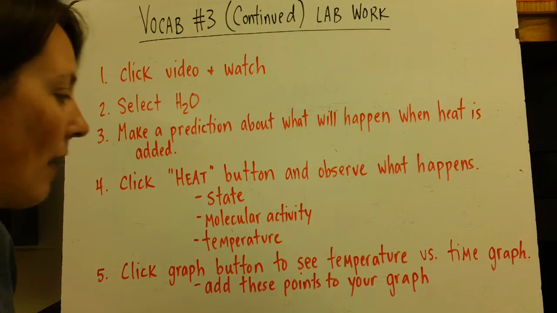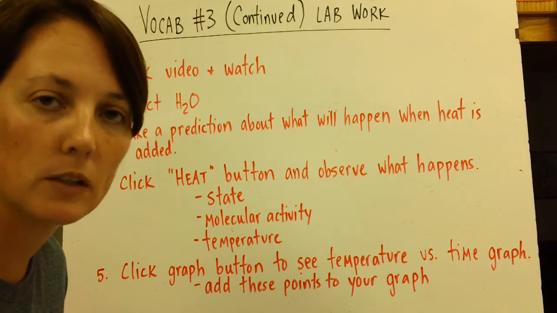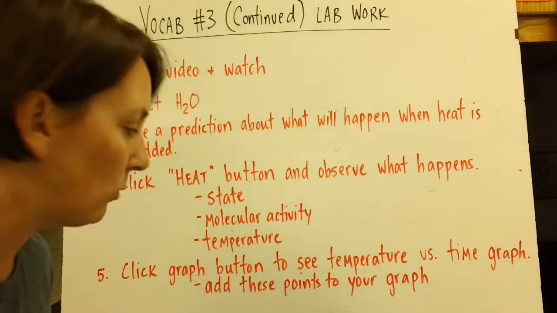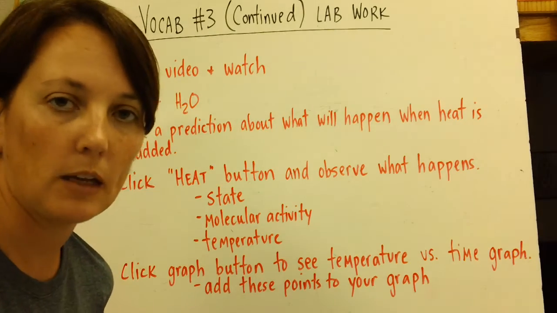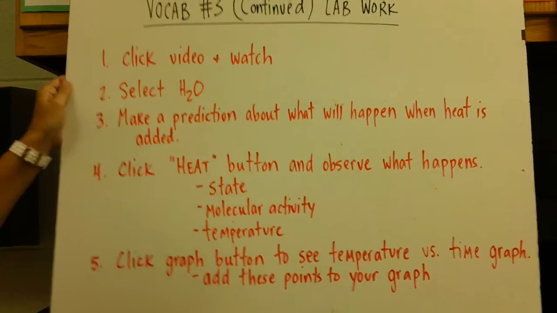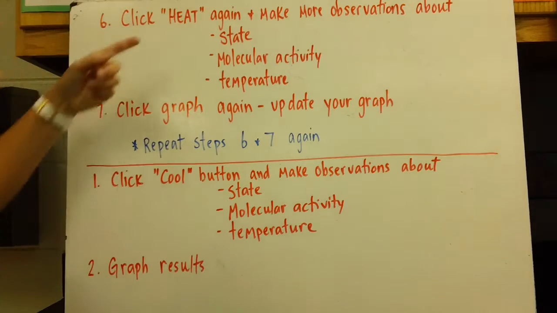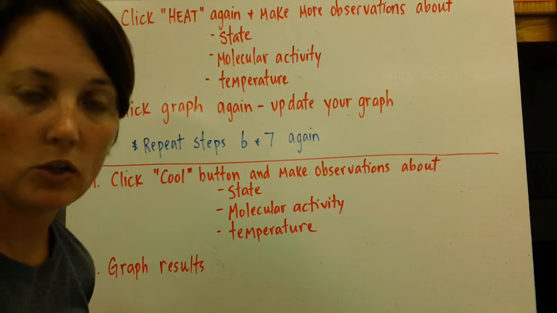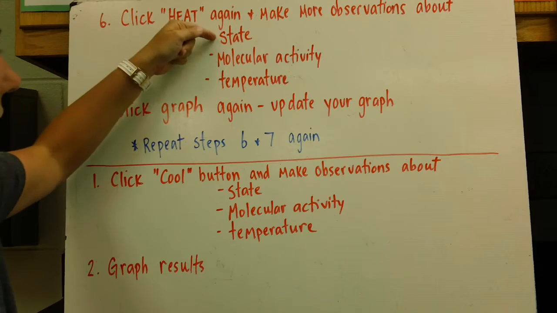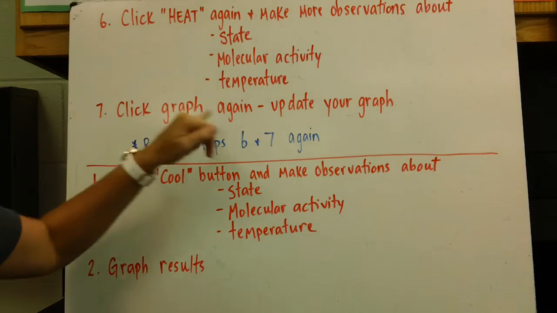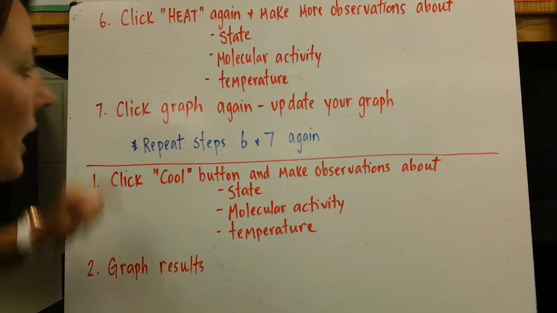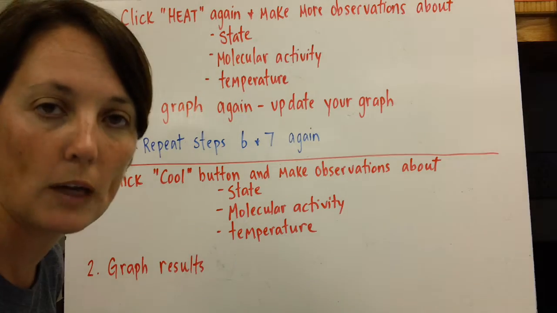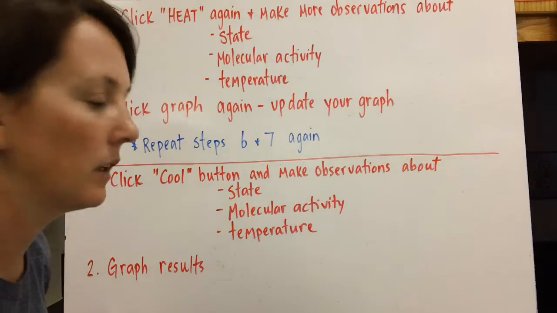Then you'll click the graph button to see the temperature versus time. What happened to the temperature over that period of time when heat was added. All right? And you'll add these points to the graph that you create as part of this vocab entry number 3 continued. Once you've seen the graph, you'll click heat again, make more observations, and again we're looking at states of matter, molecular activity, and temperature. You'll click the graph again, update the points on your graph, okay? You'll repeat these 2 steps again to get a 3rd piece of data for when we add heat. Making observations, and then updating the graph.